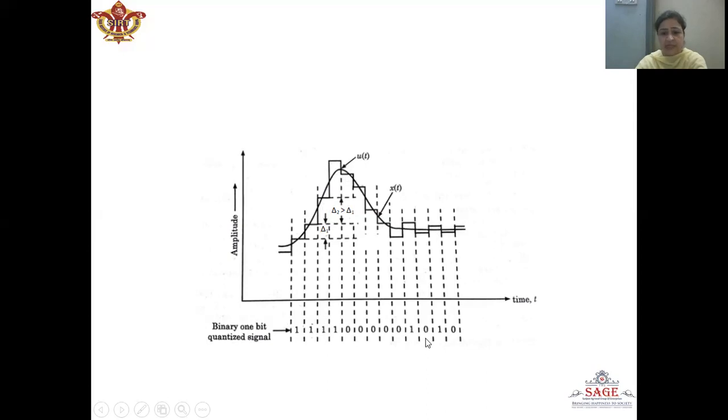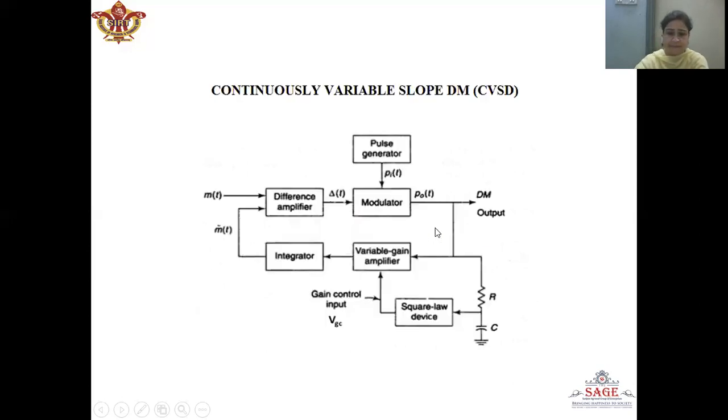So here we can see this is the region where the message signal does not show much variation in the amplitude. So here we will have alternate 1010 bit transmission. In this case, when these values are integrated, it will produce a very small value, which will reduce the gain of the amplifier. And in this case, the step size will be reduced.